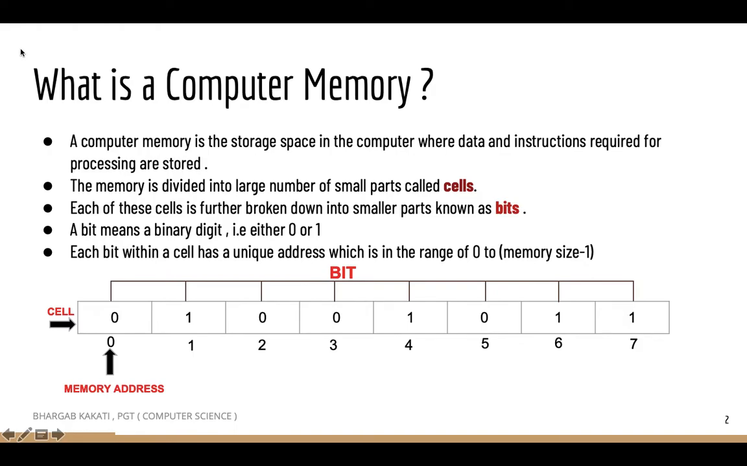Now here, what is the size of the cell that you are seeing on your screen? The size is 8. Therefore, the memory address will be from 0 to memory size -1. That means it will be from 0 to 7. Because the size is 8, the memory address is from 0 to 7. I hope that this is clear.